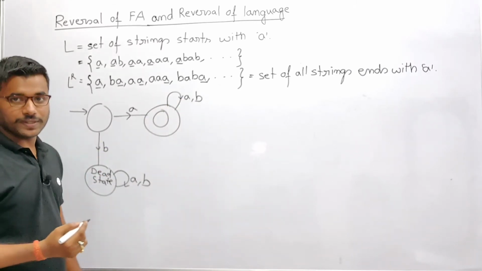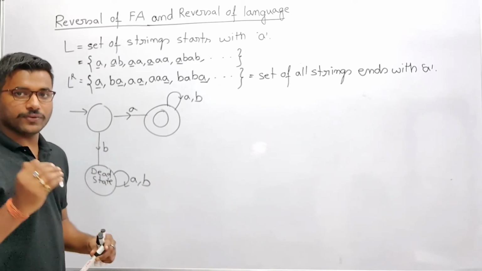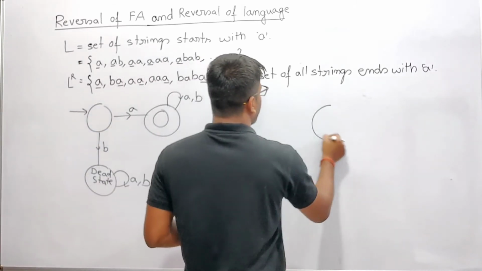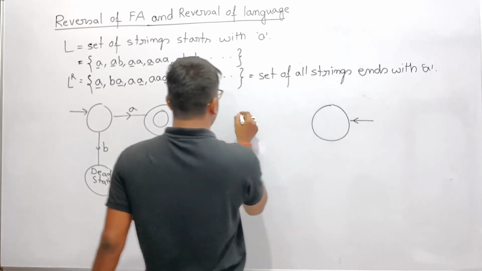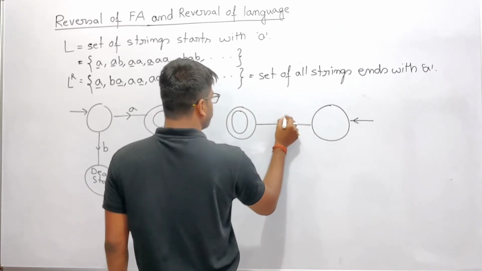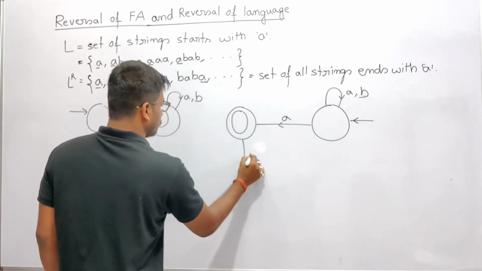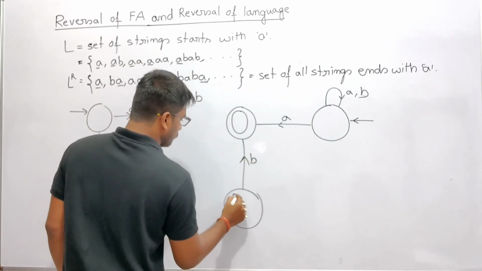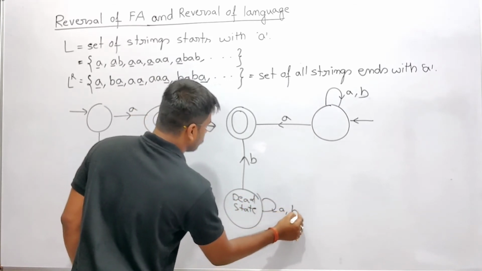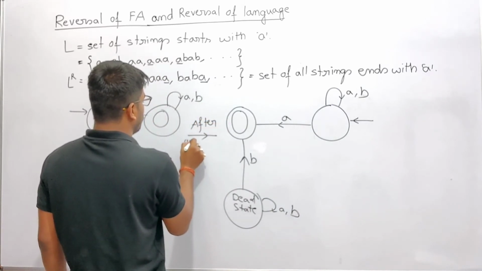Now, how to apply the reversal? Make the initial state the final state and the final state the initial state, and reverse all the transitions, and loops will remain the same. So here I am going to make this final state the initial state and the initial state the final state, and reverse the transitions, and loops will remain the same. So after applying the reversal.